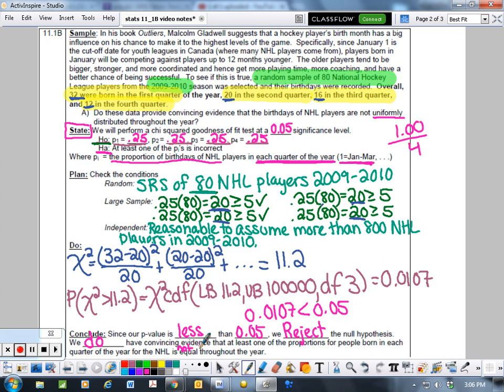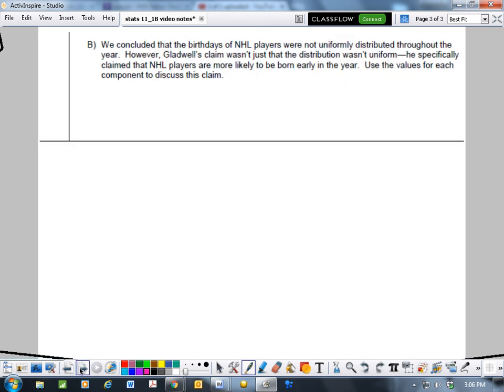So now it's time to do our follow-up. We concluded that they're not uniformly distributed throughout the year. However, the claim wasn't just that the distribution wasn't uniform. He specifically claimed that NHL players are more likely to be born early in the year. Use the values for each component to discuss this claim. So let's take a look at those components.